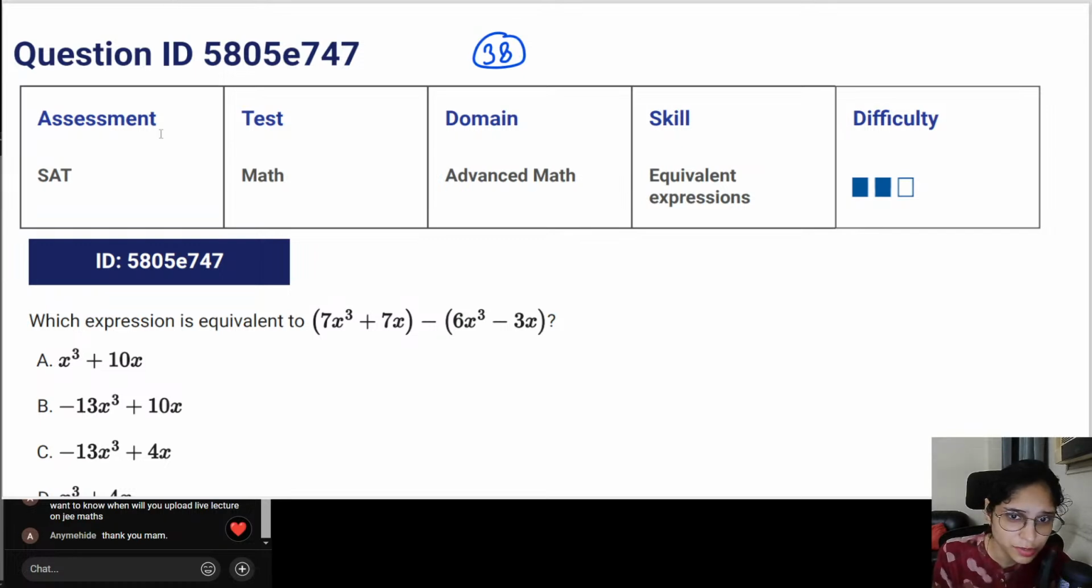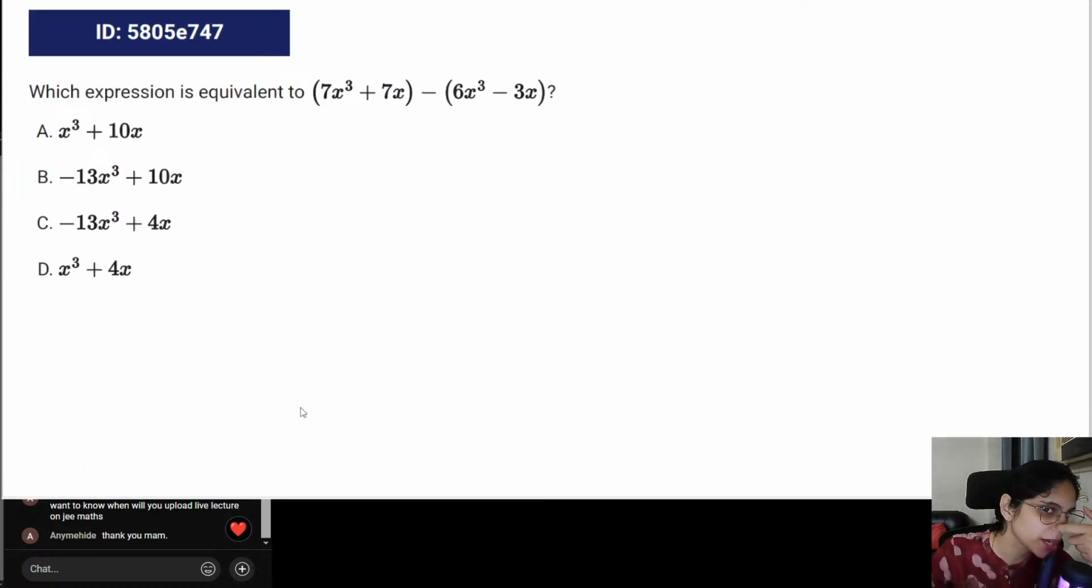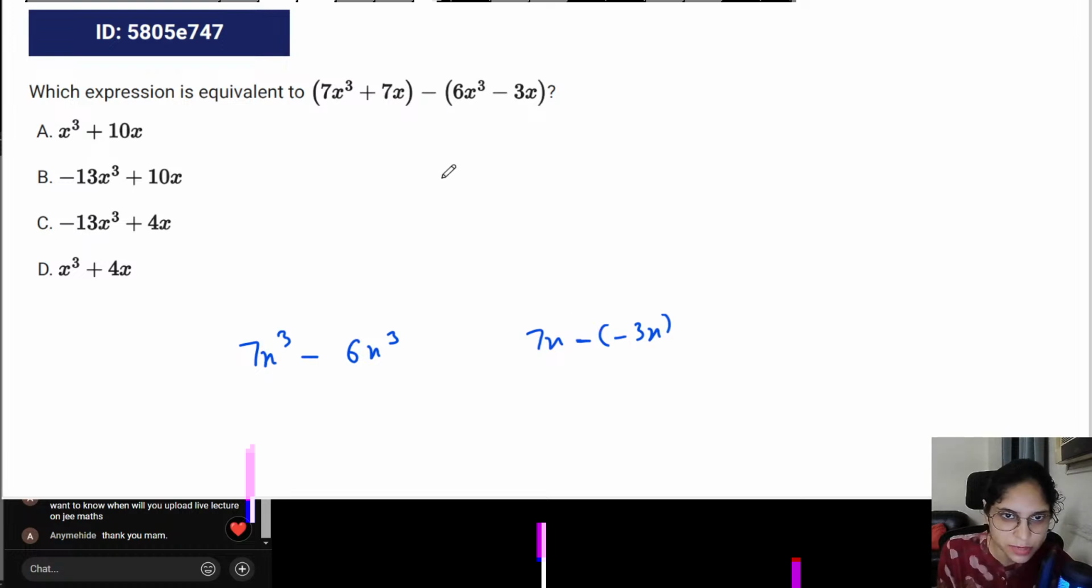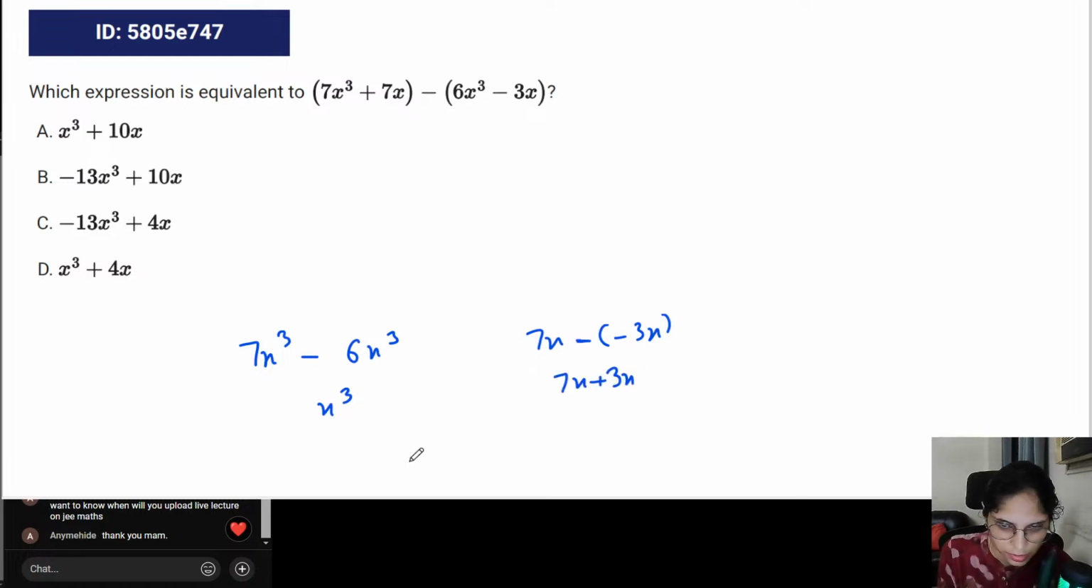Desmos is always there, but for this one, no need to do Desmos because it's just subtraction. So you have 7x cube minus 6x cube. Then you have 7x minus negative 3x. I'm just subtracting the like terms. 7 minus 6 is 1. 7 plus 3 is 10. So the answer is x cube plus 10x.